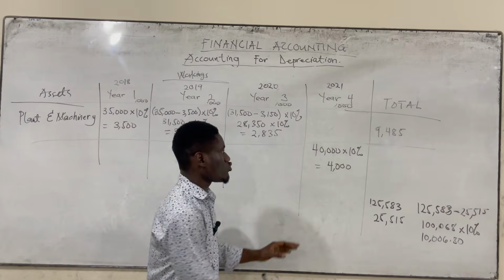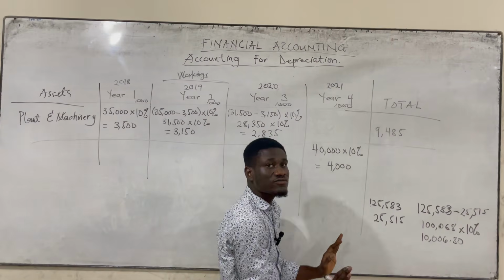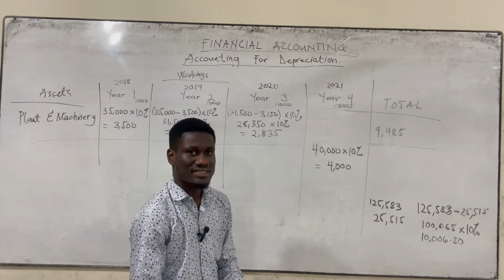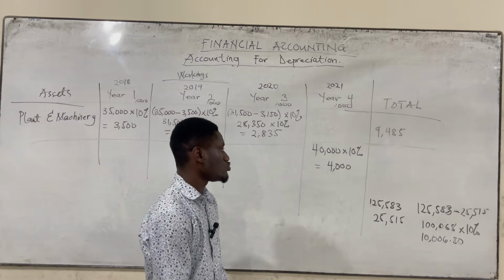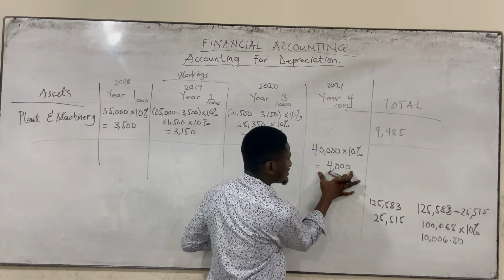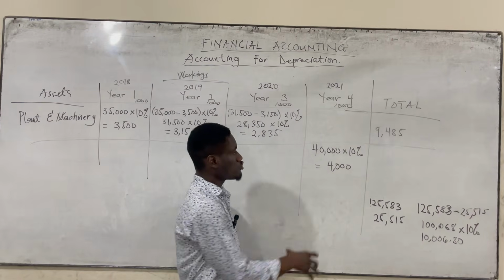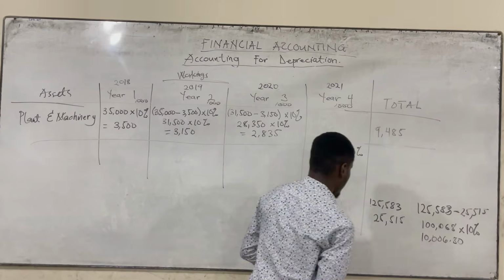So for the 40,000, we will calculate our depreciation for that one. So now if you want to know the depreciation as at that year, what are we going to do? We are going to add this to this amount. Do you get it? We are going to add this to this amount.